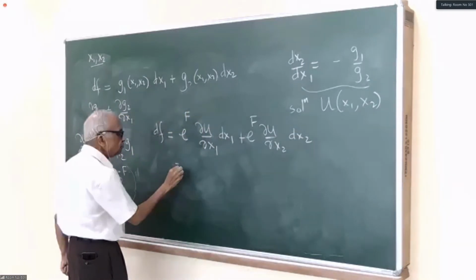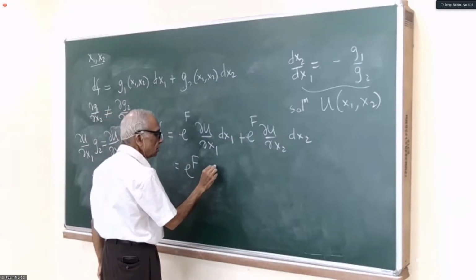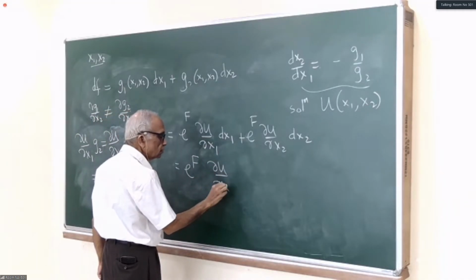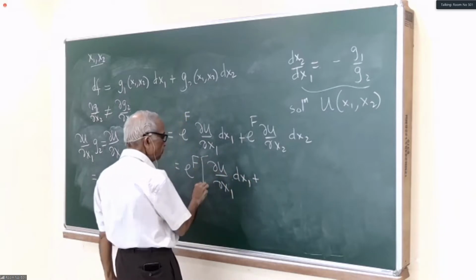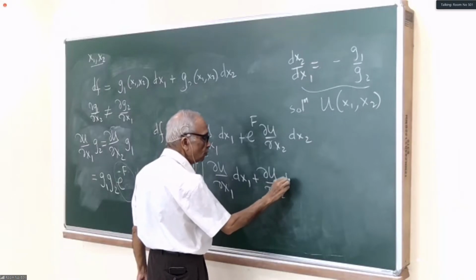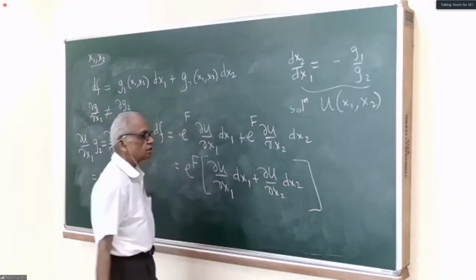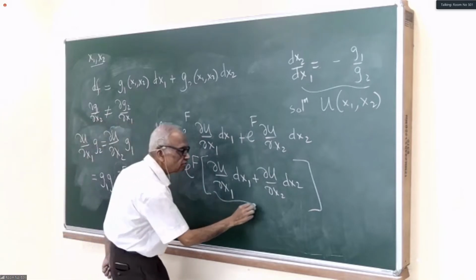So dF is equal to e to the power F times del u del x1 dx1 plus del u del x2 dx2. And this is a perfect differential.